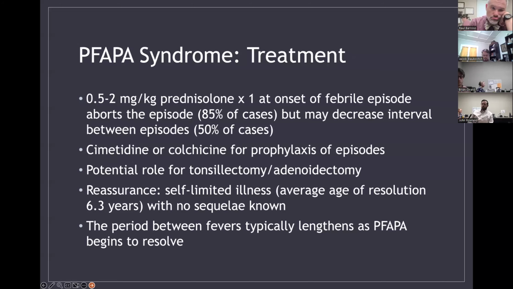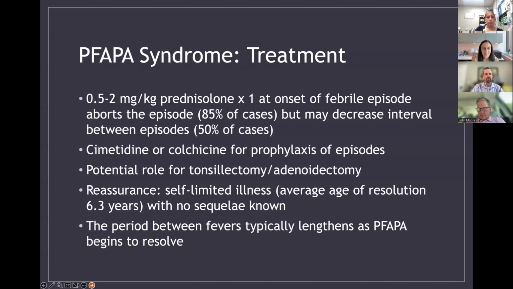PFAPA, remember I told you it's a clinical diagnosis made by the classic findings of periodic fever, aphthous stomatitis, pharyngitis, and adenitis. But you can't do any kind of confirmatory testing other than you can trial treating. And if the treatment works, that's all the proof that you need. So how do you treat these people? You're going to give them a single dose of steroids and make it a good dose. So it says 0.5 to 2, but I like to go 1 to 2, like go big or go home.